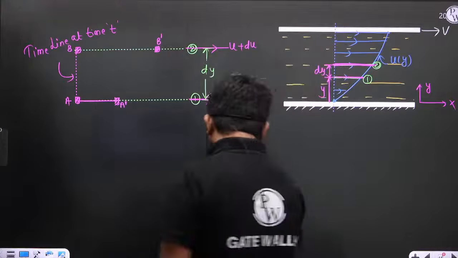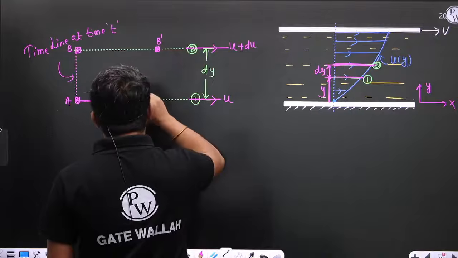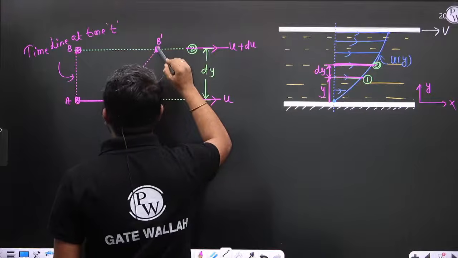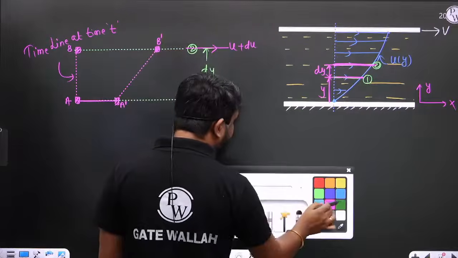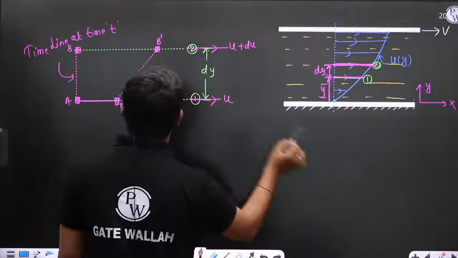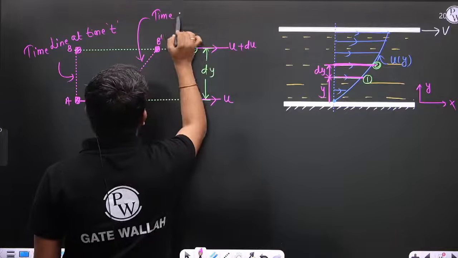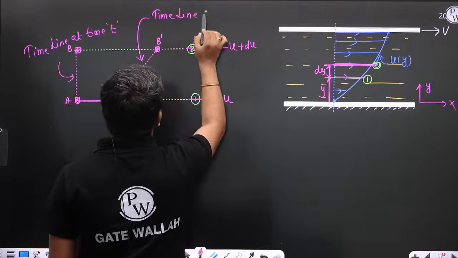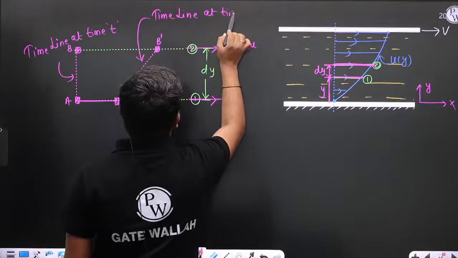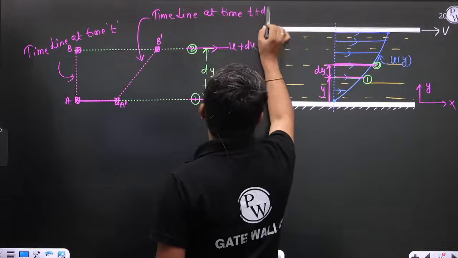Right, now again you can easily draw the timeline at time t plus dt. So this is the timeline at time t plus dt.